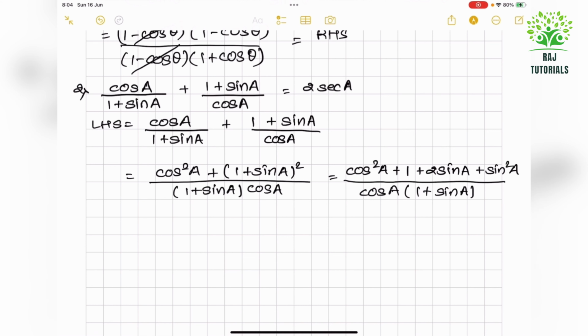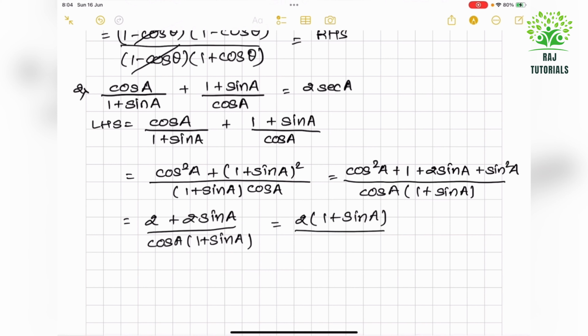upon cos a into (1 plus sine a). Now cos square a plus sine square a will be 1, and 1 plus 1 will be 2. So 2 plus 2 sine a upon cos a into (1 plus sine a). So if I take 2 common, 2 into (1 plus sine a) upon cos a into (1 plus sine a). So 1 plus sine a will be cancelled. So I got 2 upon cos A.